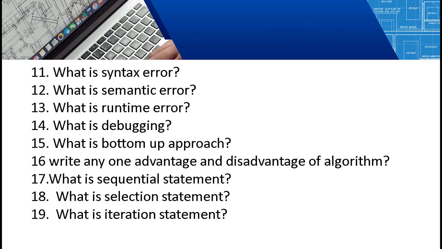The next question is, what is debugging? Debugging means correcting the errors. So the errors which occurred during the testing process have to be corrected. This is done during the debugging stage. We are correcting the errors. That is, it is a process of finding and correcting the errors in the program, which is called debugging.